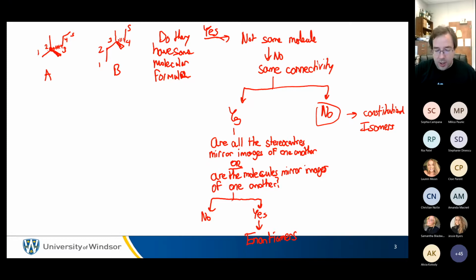So what's this no thing? So let's say we have the same connectivity. Okay, so I'm going to do another example of this. And for that, I'm going to need more balls.